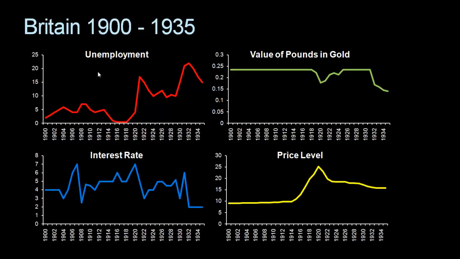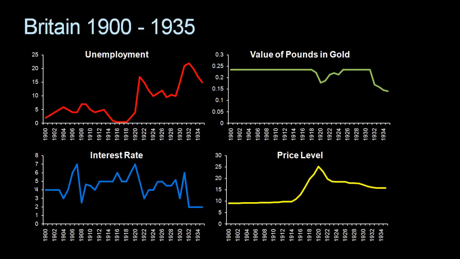On the top left here, we have the unemployment rate in Britain from 1900 to 1935, which ranges from a low of about 0% to a high of over 20%. And on the top right, we have the value of pounds in gold. This means that if you had one British pound, how much gold could you get in return for it? As this graph goes down, it means that you can get less gold in return for your pound, meaning the pound is becoming less valuable in terms of gold.